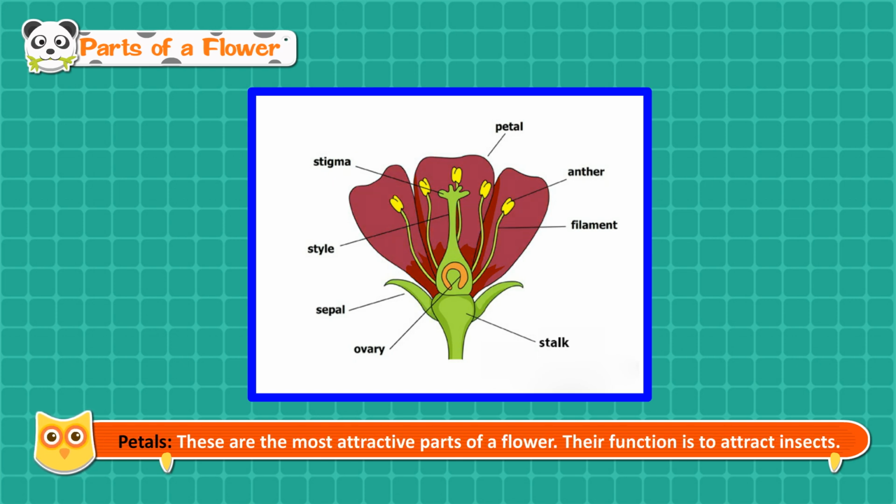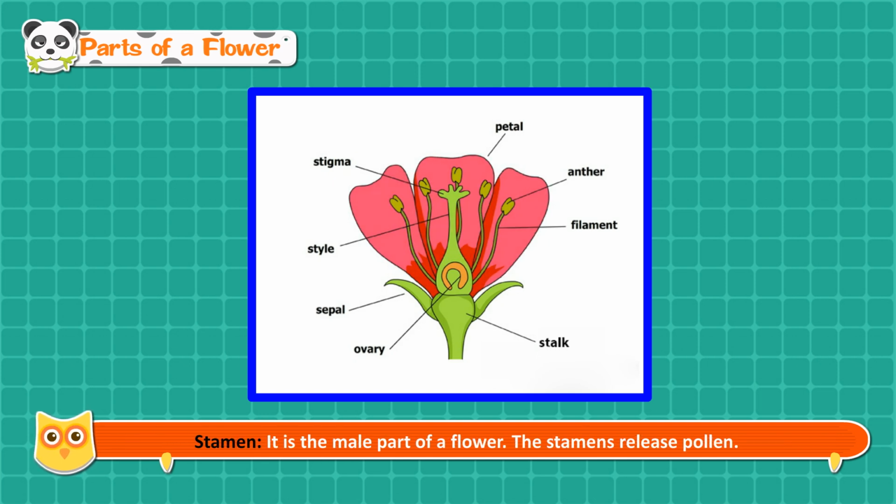Petals. These are the most attractive parts of a flower. Their function is to attract insects. Stamen. It is the male part of a flower. The stamens release pollen. Each stamen has a stalk called filament and the swollen top containing pollen grains called anther. Carpel. Carpel or pistil consists of an ovary, style and stigma. These are the female parts of a flower.